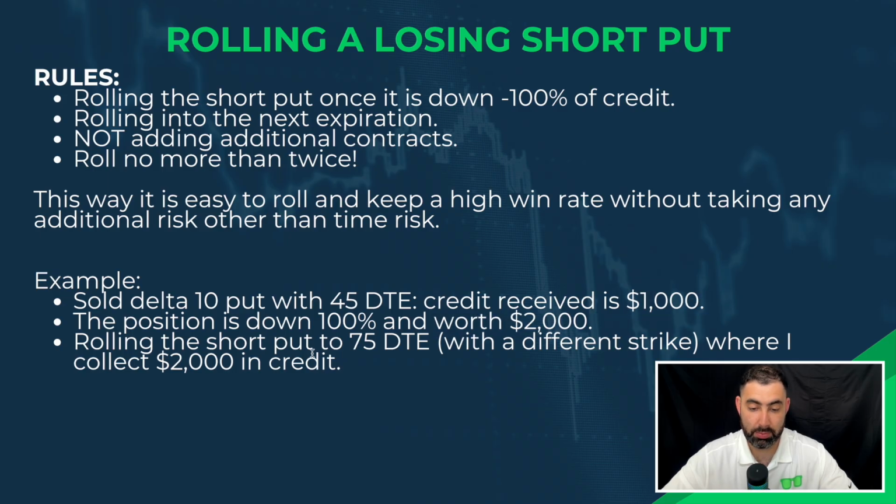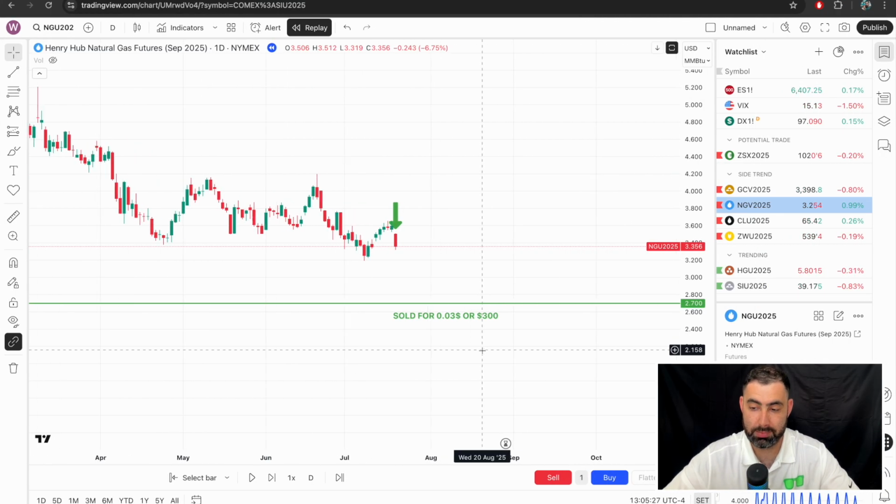So rolling the short put to 75 DTE will be kind of my next step. It will probably be with a different strike, not the same strike. It will probably even be a bit safer. It will give us a bit more room. And this is where I can collect about $2,000 in credit, right? So this is all theory. So let's go and take a look exactly at an example.